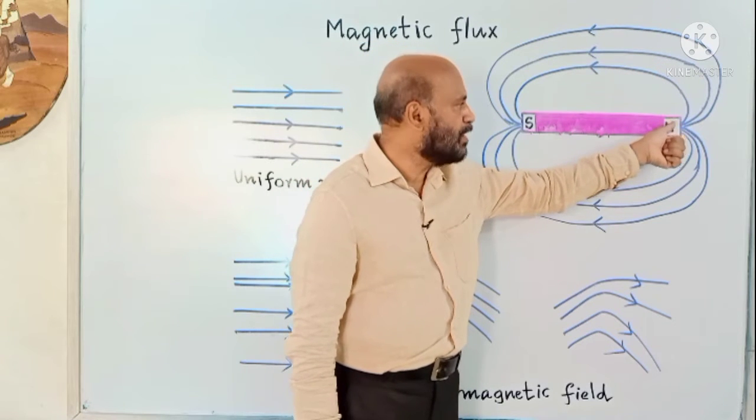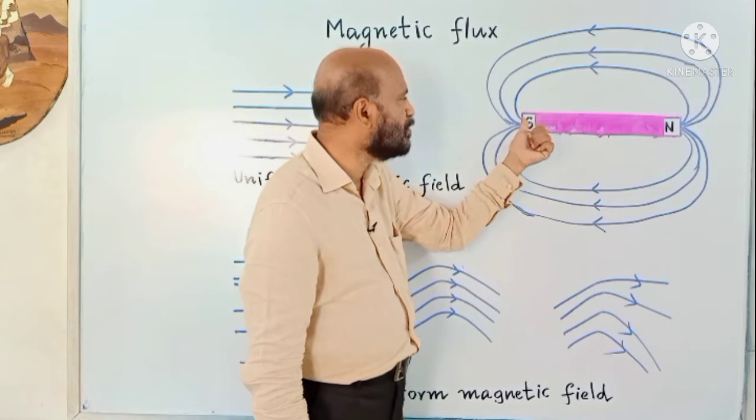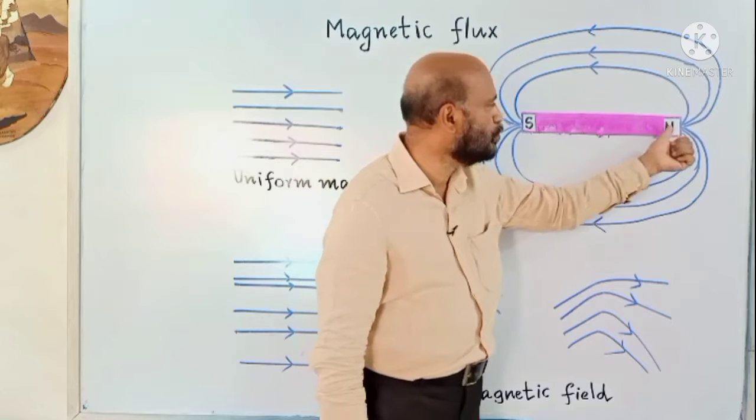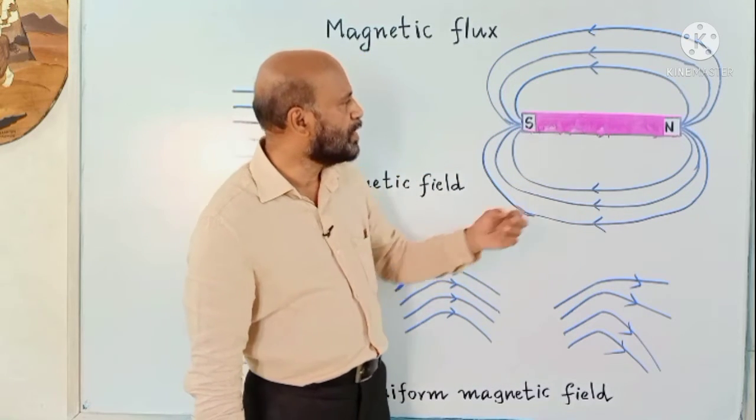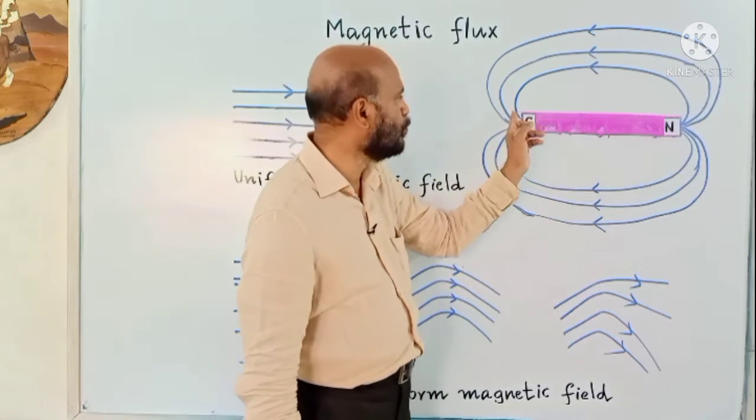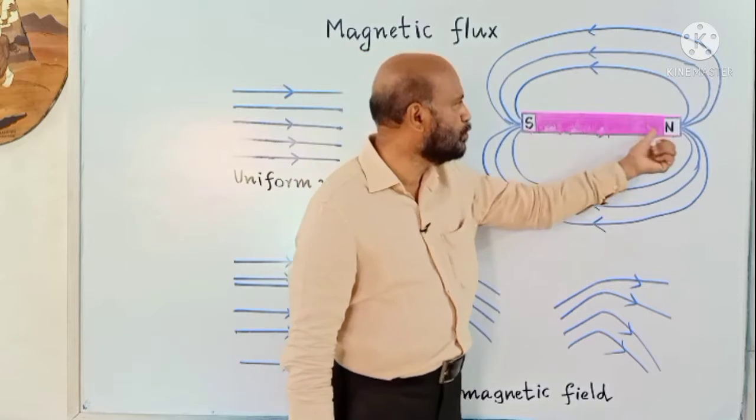Outside, the magnetic field lines are from north pole to south pole, but inside it is south pole to north pole. So magnetic field lines are continuous curves starting from north pole and ending at south pole outside, but inside, south pole to north pole.